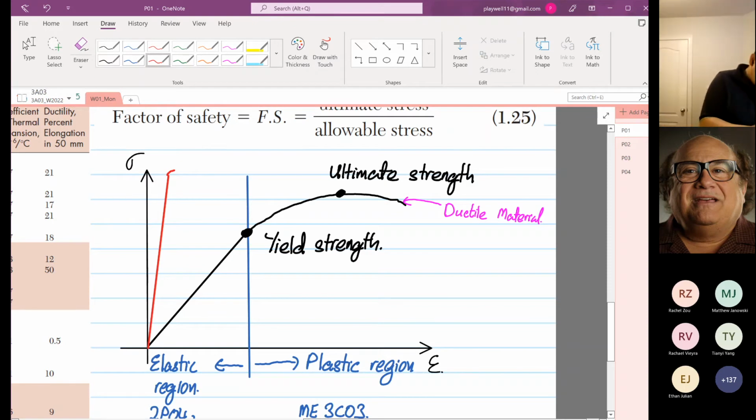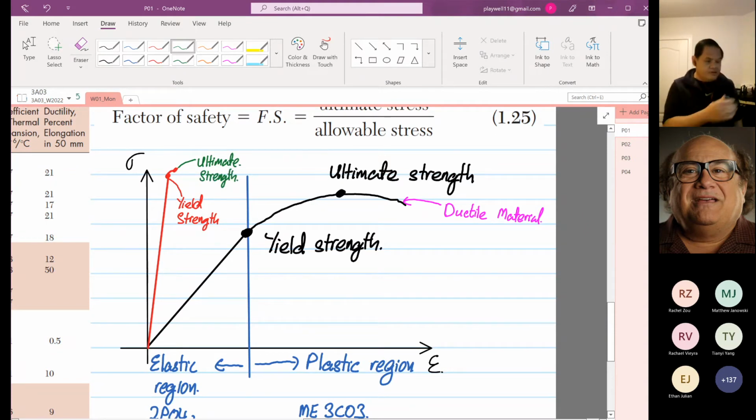Over here, this will be the yield strength. Over here, this will be its ultimate strength. I'll change color. This will be its ultimate strength. So it's very similar, not like ductile material.